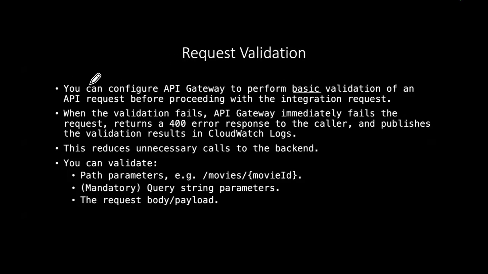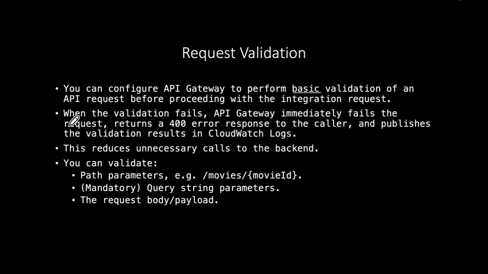So just to read it, we can configure API Gateway to perform basic validation of an API request before proceeding with the integrated request. In other words, before sending it on to the backend, which is a Lambda in our case. When the validation fails, the API Gateway immediately fails the request and returns a 400 error. That's good.